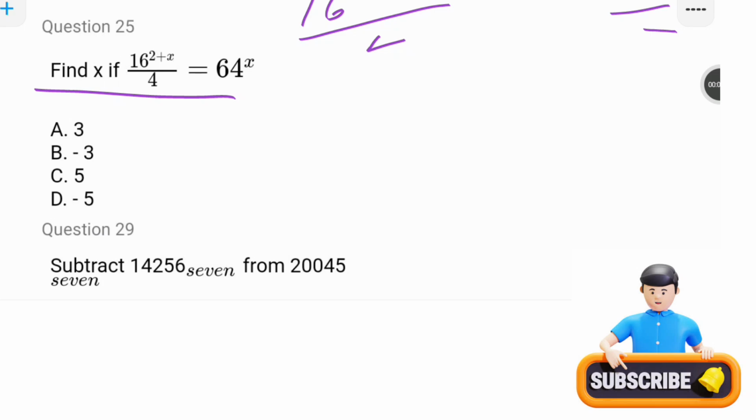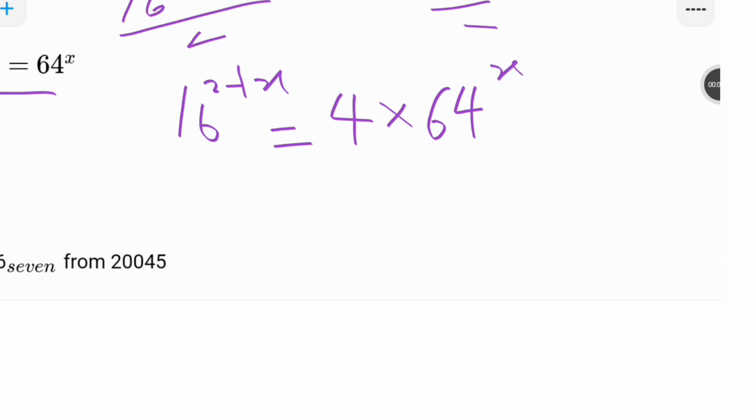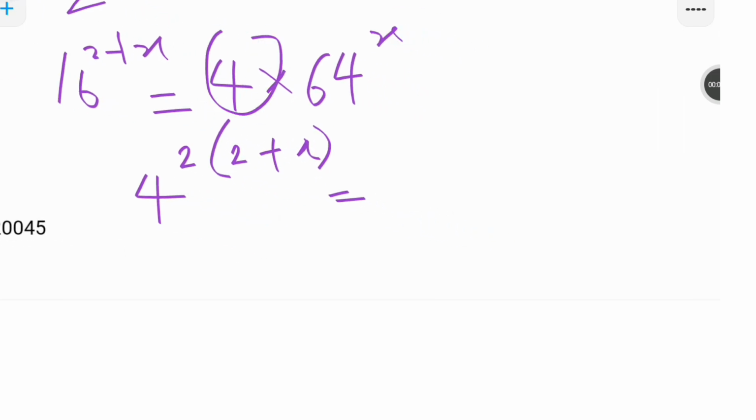Just first of all, cross multiply. So you have 16 raised to the power 2 plus x is equal to 4 times 64 raised to the power x. So break your 4 down. Break everything down with power of 4. So 16 is 4 raised to the power 2. This will be 2 plus x is equal to your 4 here, which is 4 raised to the power 1, times your 64, which is 4 raised to the power 3.